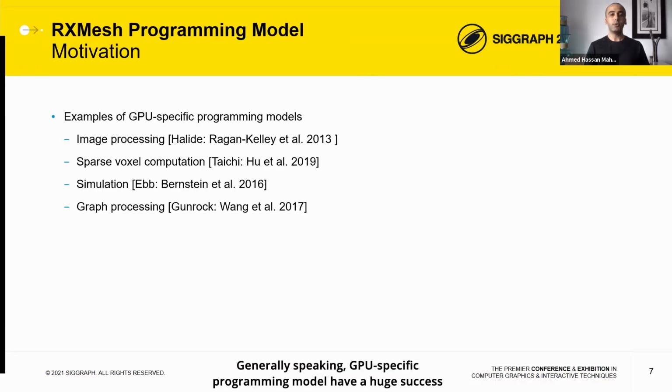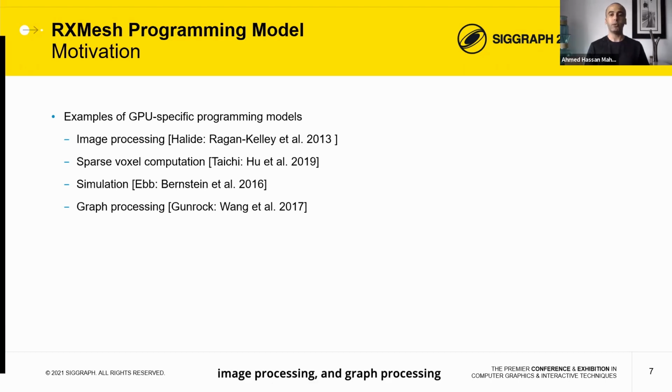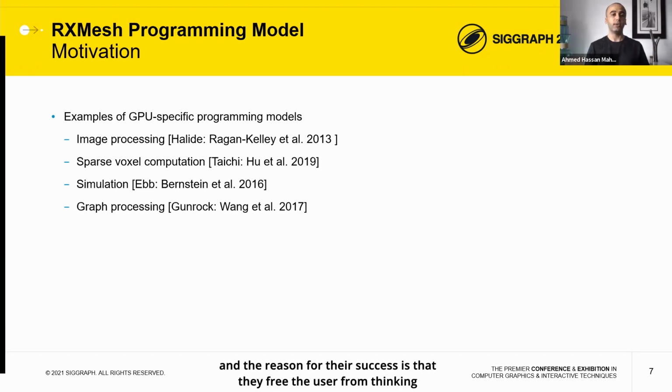Generally speaking, GPU-specific programming models have had huge success in many domains, including sparse voxel computation, simulation, image processing, and graph processing. The reason for this success is that they free the user from thinking about or optimizing low-level implementation details, and they make it easy for the user to find solutions more robustly, quickly, and with high performance. And this has motivated us to create a programming model for surface triangle meshes.